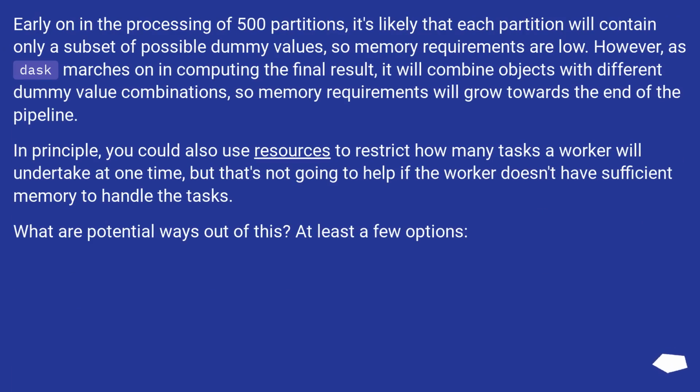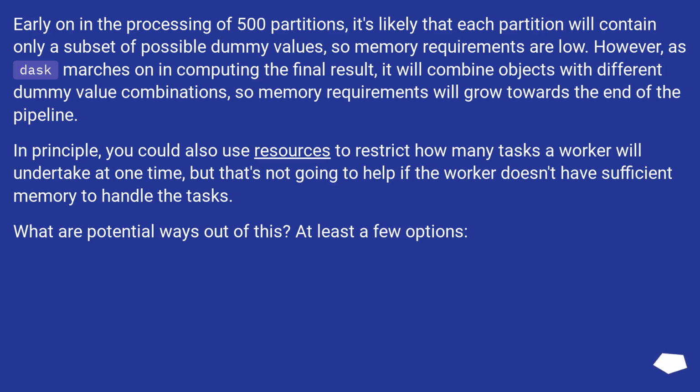Early on in the processing of 500 partitions, it's likely that each partition will contain only a subset of possible dummy values, so memory requirements are low. However, as Dask marches on in computing the final result, it will combine objects with different dummy value combinations, so memory requirements will grow towards the end of the pipeline. In principle, you could also use resources to restrict how many tasks a worker will undertake at one time, but that's not going to help if the worker doesn't have sufficient memory to handle the tasks.